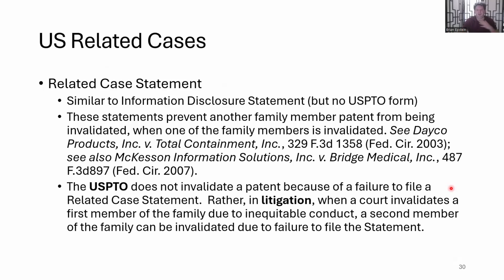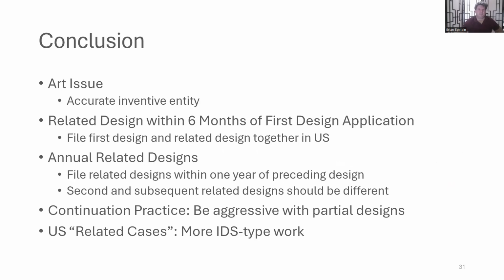Rather, in litigation, when a court invalidates a first member of the family due to inequitable conduct, a second member can be invalidated due to failure to file the statement. That's what we're talking about: issued patents in litigation, accusations of inequitable conduct during one prosecution spilling over into the second. That's what these related case statements are about. And you should be filing them when you have continuations, for example, or related cases, related designs.